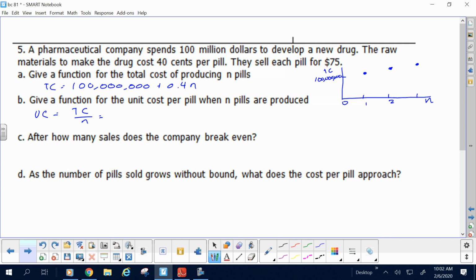So the total cost is 100 million plus 0.4n, divided by n. You with me? Now if we look at this a different way, couldn't we split that fraction and say it's that pill's portion of the 100 million, plus 40 cents for every 40 cents it costs to make? Yeah? Now that's economy of scale.